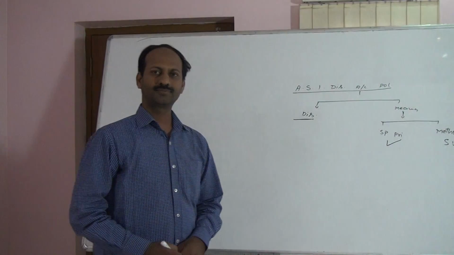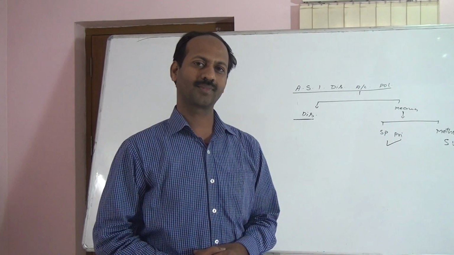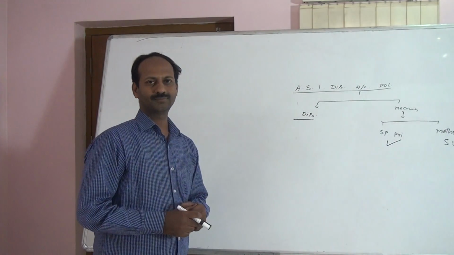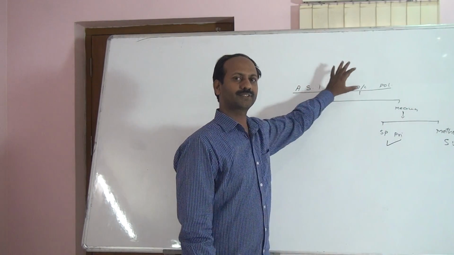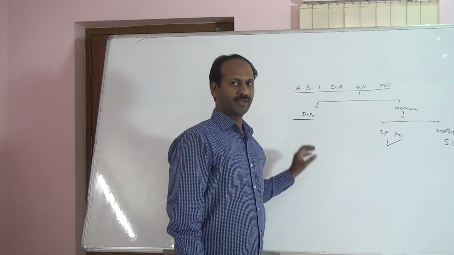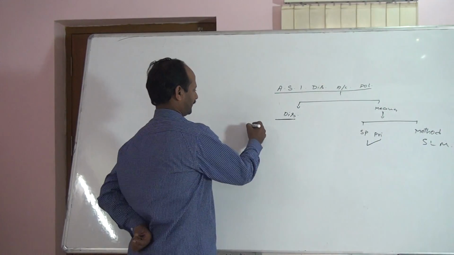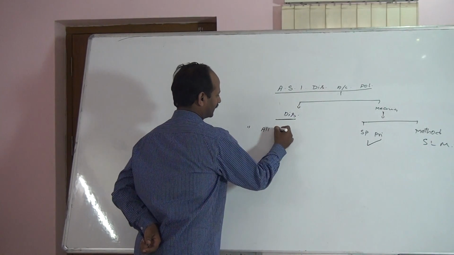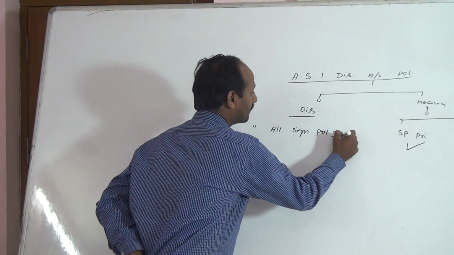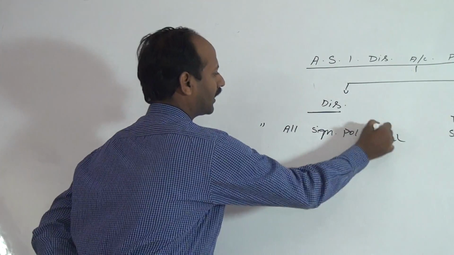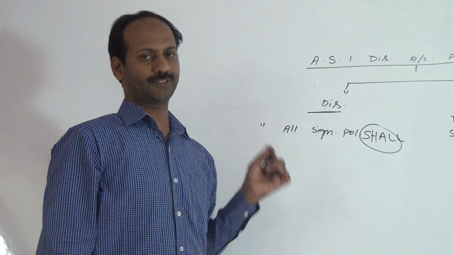How to disclose accounting policies? Where to disclose accounting policies? What is to be disclosed in financial statements? Everything is contained in AS number 1, disclosure of the accounting policies. Basically, we have 5 points for disclosure. Number 1: all significant accounting policies shall be disclosed.